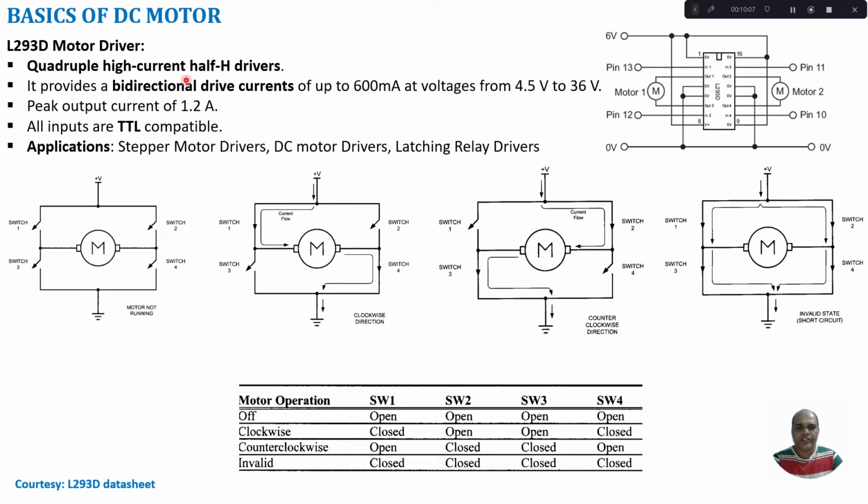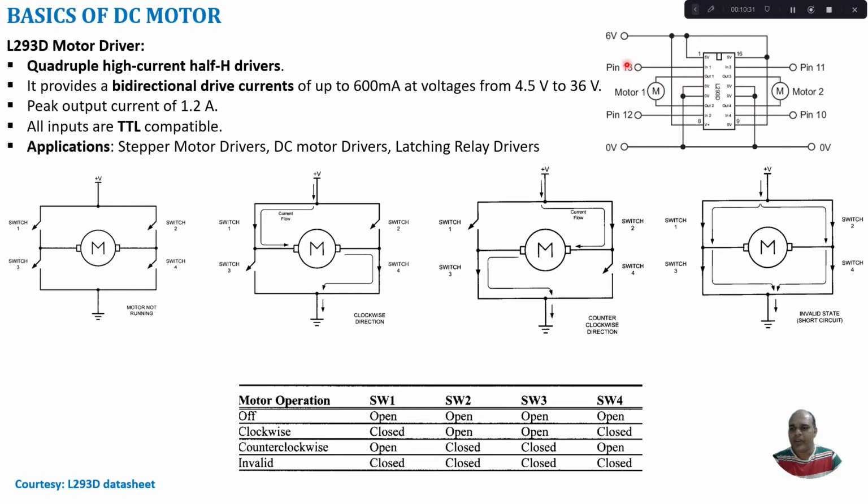It provides bidirectional drive currents up to 600 milliampere at voltages from 4.5 volt to 36 volt. A peak output current of 1.2 ampere is supported and all inputs are TTL compatible. This motor driver can be used for driving DC motors, stepper motors and latching relay drivers. Here I have shown the pin details of the L293D.